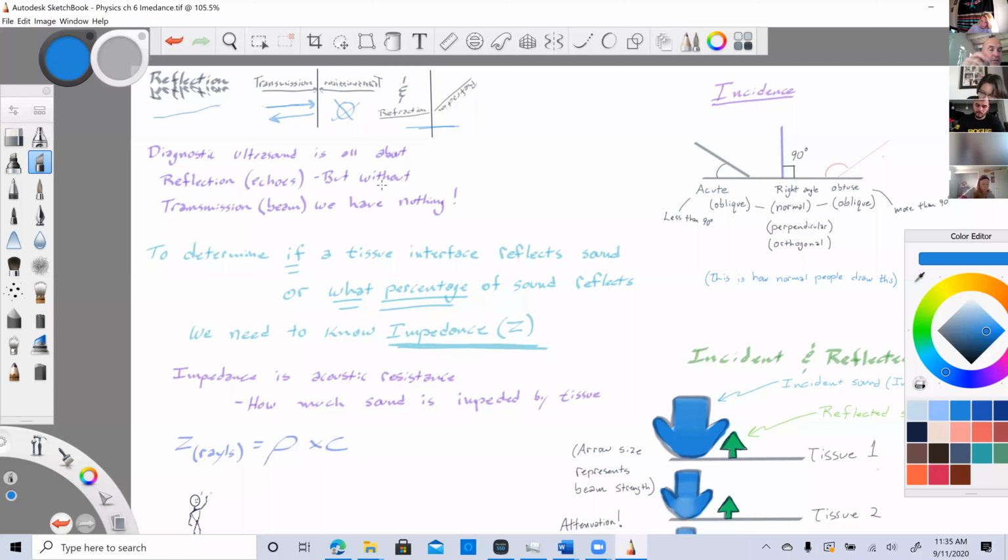So to determine if a tissue interface reflects sound, or what percentage of sound reflects, we need to know its impedance. Impedance, capital Z, is the symbol for impedance. Impedance is acoustic resistance. It's how much sound is impeded by tissue.